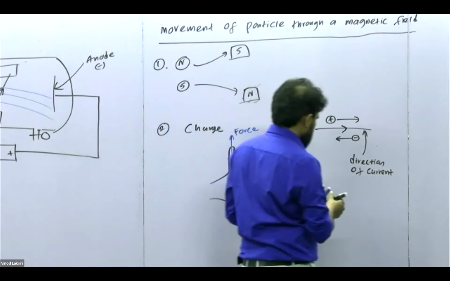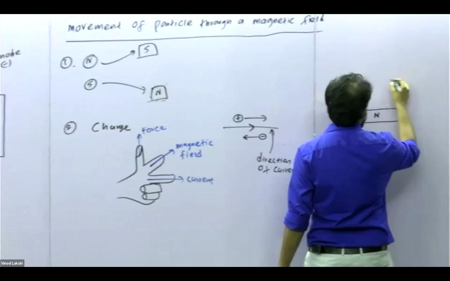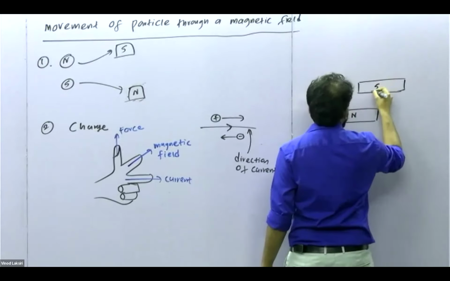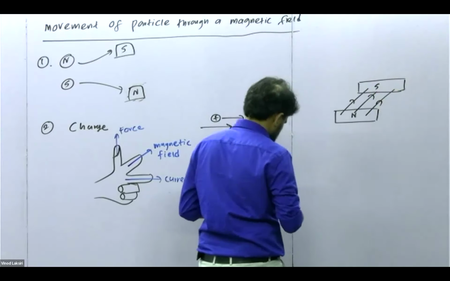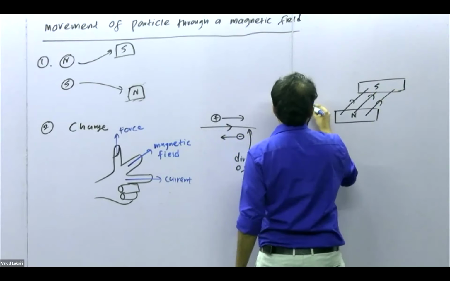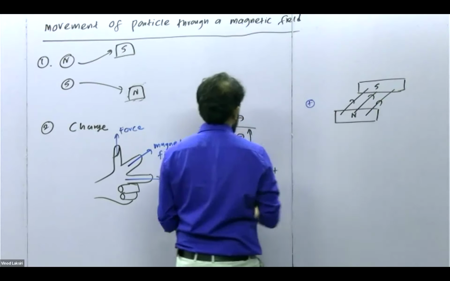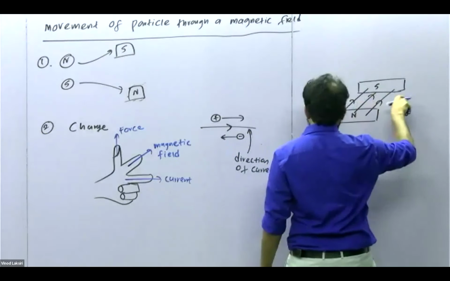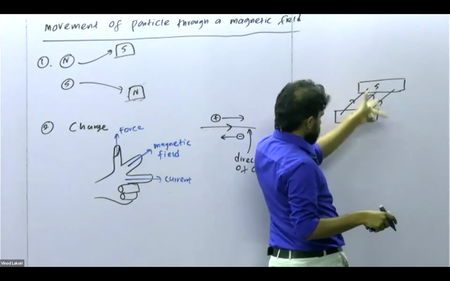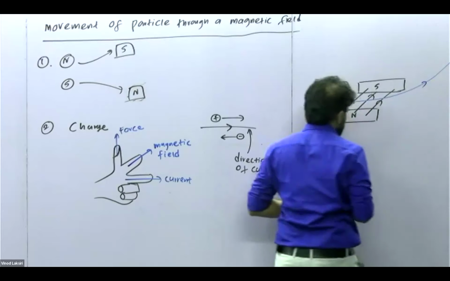So think like this, I will draw here. There is an N magnetic pole and there is an S magnetic pole. The direction of magnetic field is N to S. Then think of a positive charge particle passing through this magnetic field, right? Current is this side, left to right, magnetic field this side, then force should be upside. Therefore, this particle moves upside.